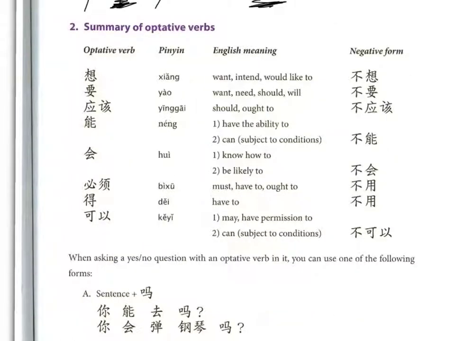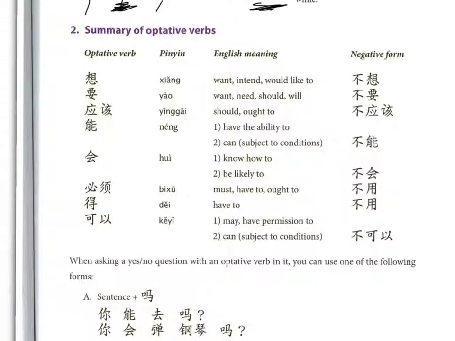Continuing on, here is a summary of optative verbs. Optative verbs are verbs like want, need, should, can, have the ability to, know how to, must, have to, ought to, and may or can. So we have 想 and 要 and 应该 能 会 必须 得 and 可以. Let's take a quick look at some rules.